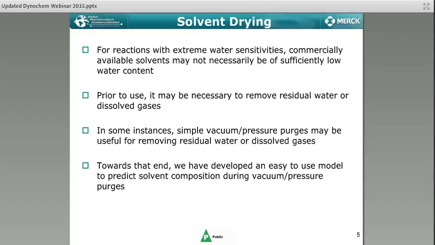So what we wanted to do was investigate whether or not pressure purges, which we would typically do at the start of a batch to inert a vessel anyways, could be augmented or modified in such a way that it would permit drying of a particular solvent. In this case, it was toluene.